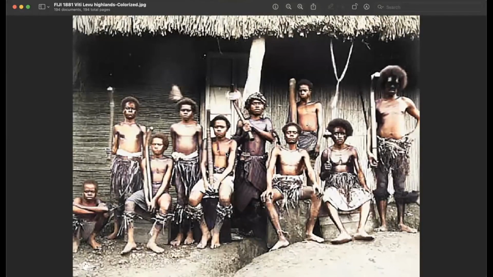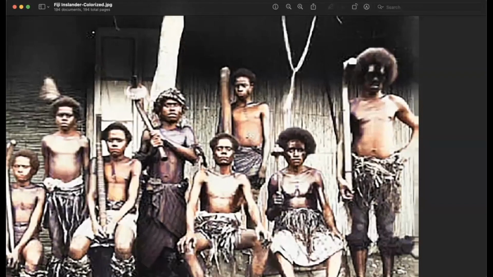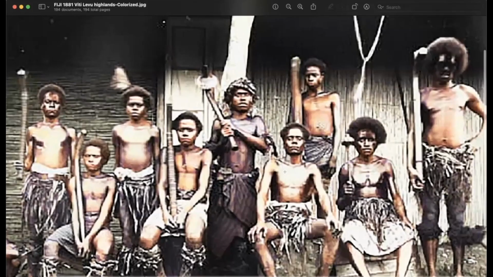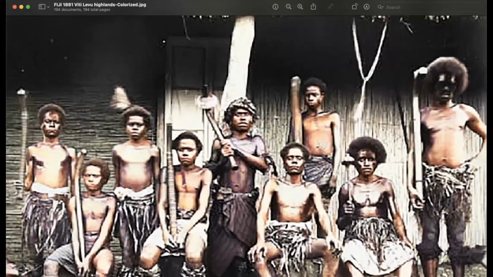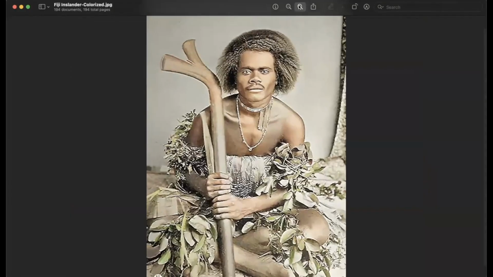We got some more Fijis here from 1881. The Viti Levu Highlands, the Fiji Islands, indigenous people from there, so-called Negro. And again, these are not from Africa. They don't descend from Africa just because they look like this. You guys gotta stop that and stop giving opinions and believing everything they told you in school without doing proper research or proper genealogy. Another Fiji Islander, as you guys can see.